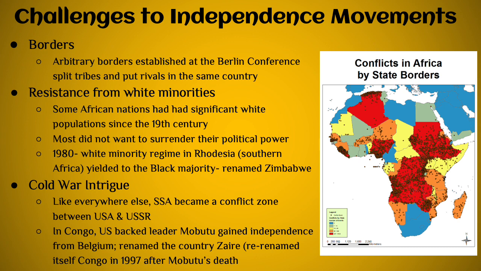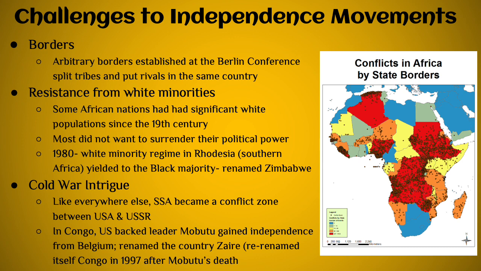Some of these countries had pretty significant white minorities, not just South Africa where they dominated, but places like Rhodesia and Kenya had pretty sizable white European populations, and they didn't want to surrender their political power, unsurprisingly. But one example is in 1980, there's a country in southern Africa called Rhodesia that had a white minority government, and they finally yielded to the black majority, at which point Rhodesia was renamed Zimbabwe.